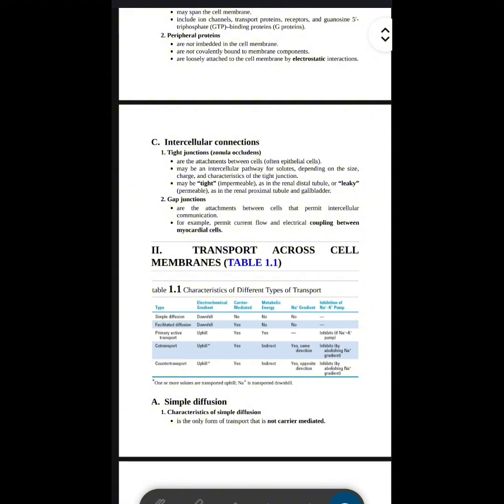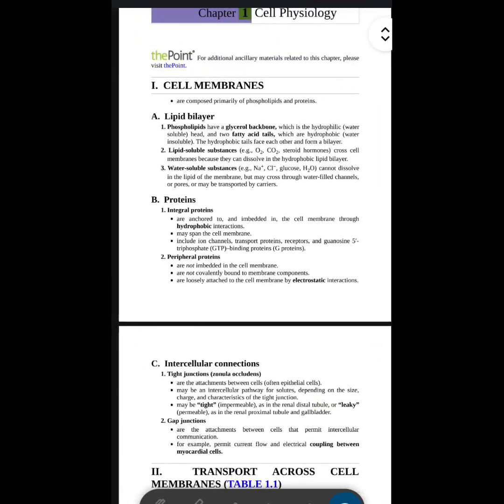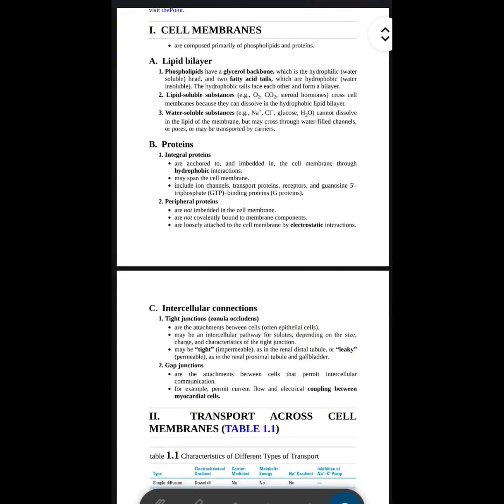The other intercellular connection is the gap junction, an attachment between cells that permits intercellular communication. For example, it permits current flow and electrical coupling between myocardial cells. So this is all about the cell membrane. It has a lipid bilayer, proteins, and the intercellular connections.